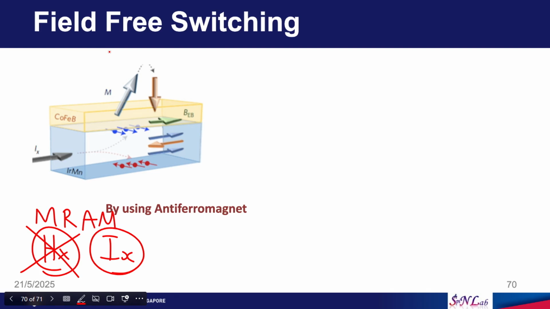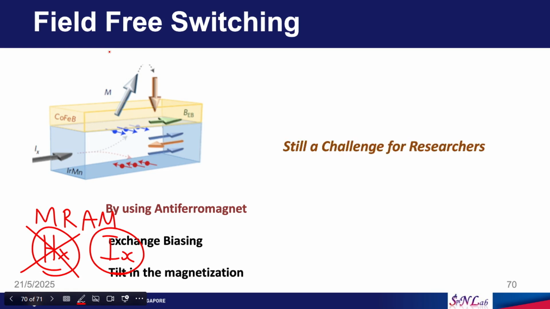For that, people are trying to use some antiferromagnetic layer below the perpendicular magnetic layer, or there are many other topics. Even in my group we are doing a lot of research on how to achieve field free switching, and you do not need to worry about all these things.